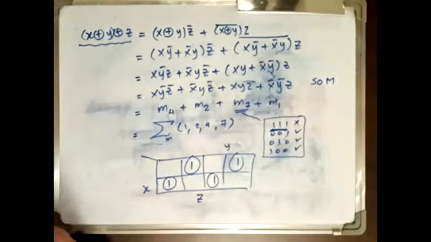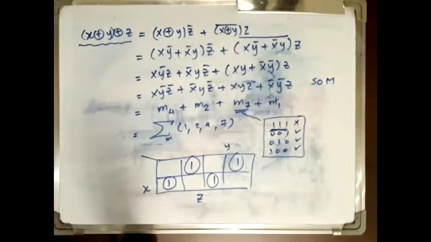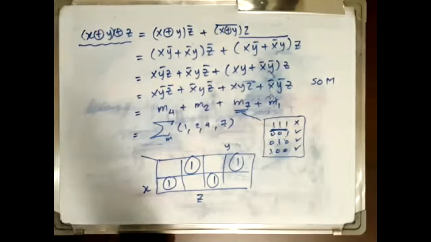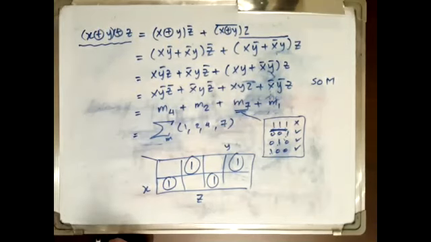What we said earlier about the exclusiveness is only applicable to the two-input case. The output of the XOR is one when only one of the inputs is one is only specific to the two-input case. Okay, so this is very important.